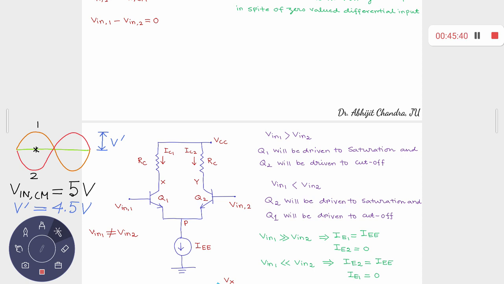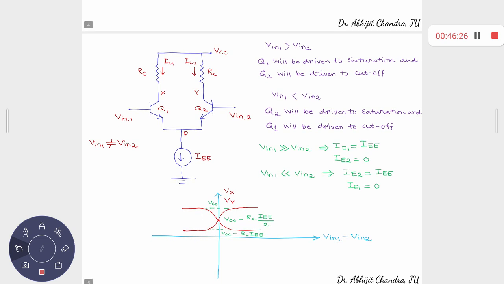The other extreme condition is when V1 is much much less than V2. In that case, this entire current will flow through this Q2. Right? So this current is equal to IEE, and this current is equal to 0 then. What about this voltage? When V1 is much much less than V2, this is VCC, and this voltage is VCC minus RCIEE. Now if you take the difference, plus RCIEE. Now if you observe this large signal, whenever I call it large signal, it's not a DC behavior. Large signal means that I'm allowing the signal to vary from very small to very large. Right, two extreme conditions.